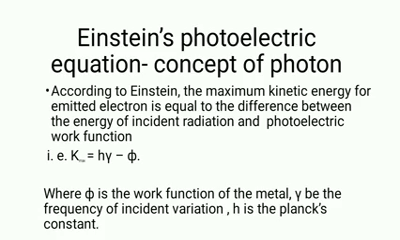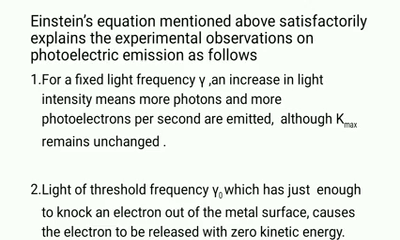So according to Einstein's explanation, the energy of incident radiation or incident photon is equal to photoelectric work function plus maximum kinetic energy of photoelectron. This implies the maximum kinetic energy of the emitted electron is equal to the energy of incident radiation minus the photoelectric work function, and is given by the equation K max is equal to h nu minus phi. It obeys the law of conservation of energy.